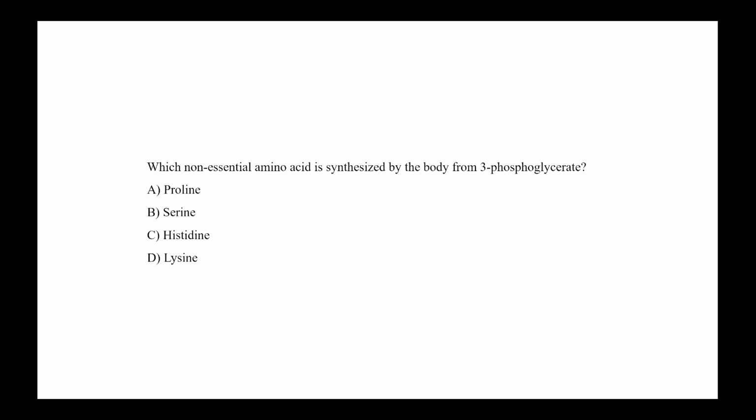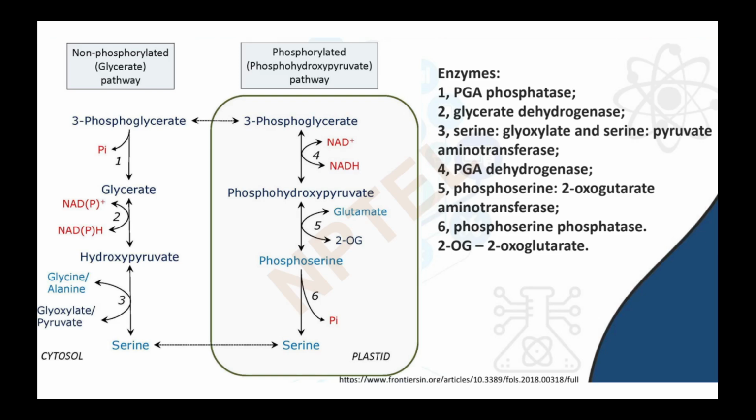Proline, serine, histidine, lysine. You have answered option B, that is serine. That is the correct answer. So serine can be synthesized from 3-phosphoglycerate. So this is the pathway how serine can be synthesized from 3-phosphoglycerate. Again, it can go through two pathways, one in cytosol and one in plastids.